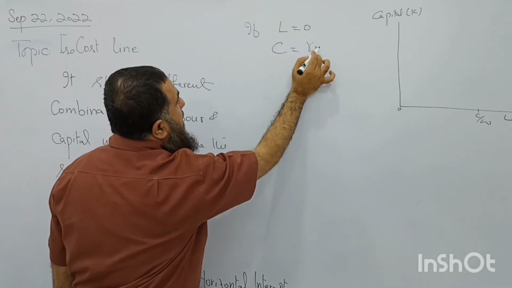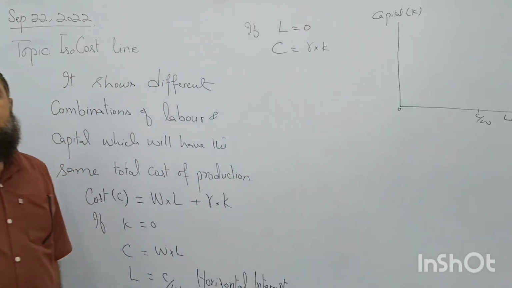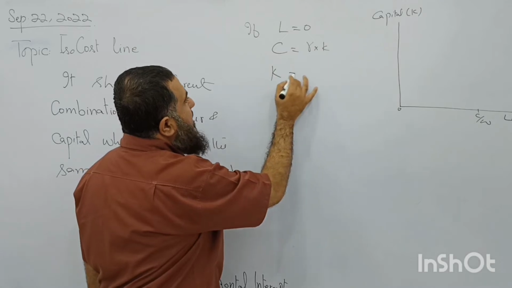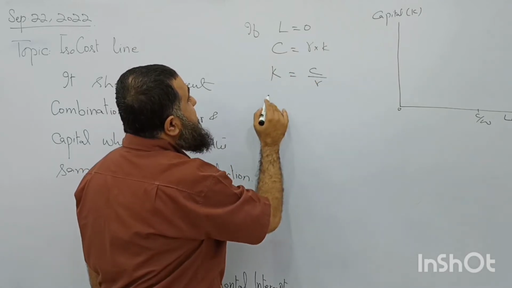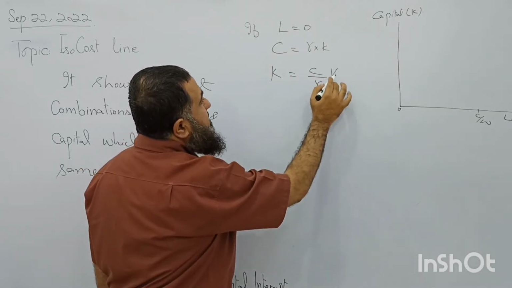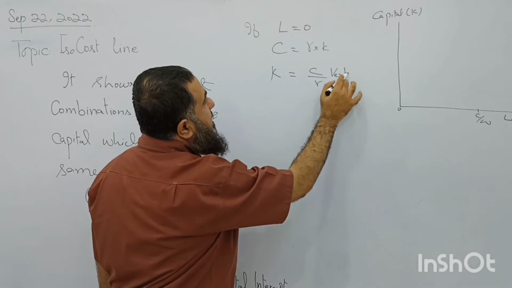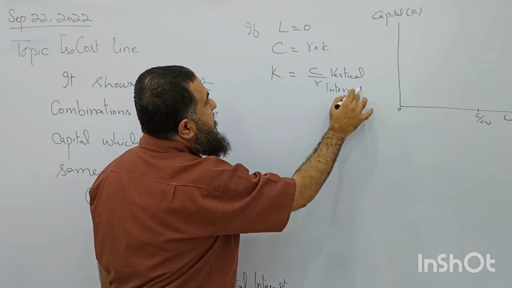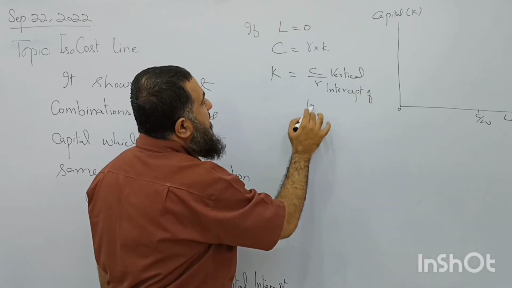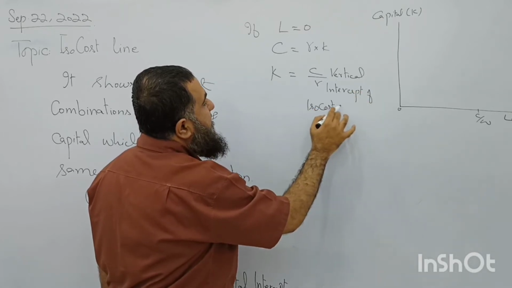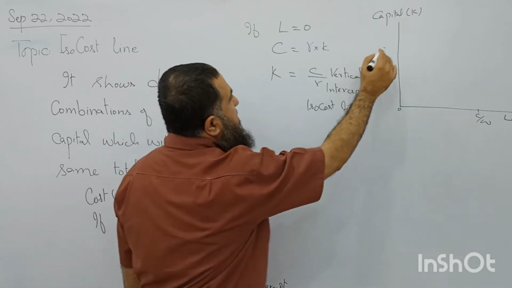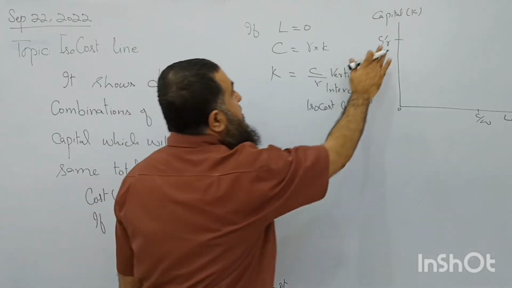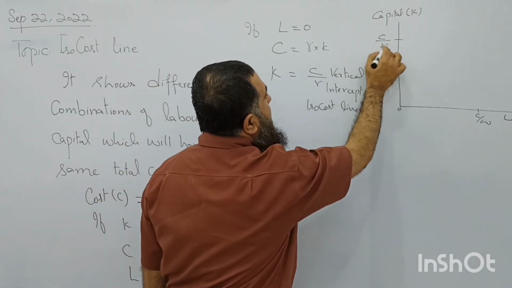Now on the other extreme, if the producer is not applying labor, like labor is 0, then all cost will be equal to R into K. How much capital will he be able to employ? K will be equal to C over R. This is the vertical intercept. What is it? Vertical intercept of the isocost line. So this is C over R. Clear? This is the point C over R.